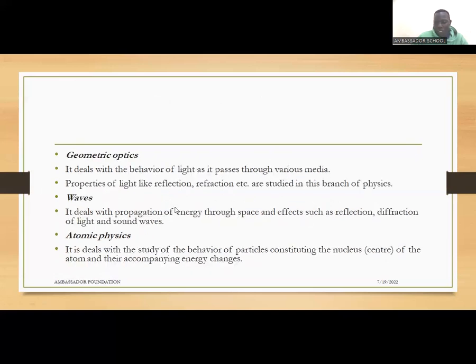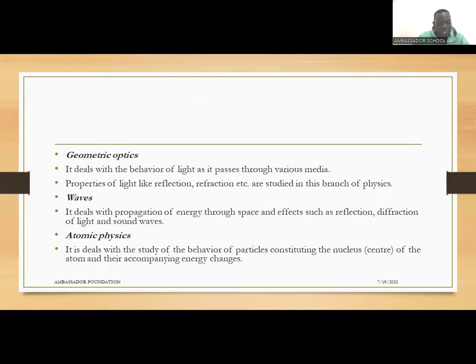We have geometric optics. Optics is a scientific word that stands in for light. So it deals with the behavior of light as it passes through various media. Properties of light like reflection, refraction, and many others are studied in geometric optics.